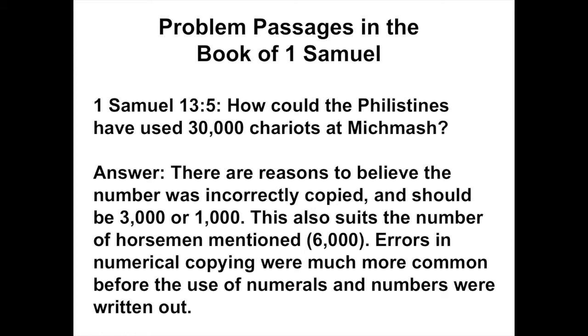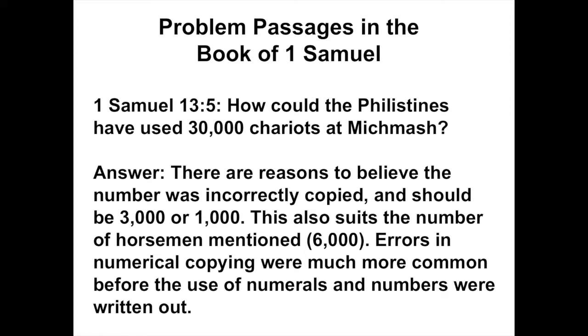People say, well, listen, it's impossible that the Philistines could have had 30,000 chariots. And you know what? I don't know if I'd say it's impossible. I'll certainly say it's unlikely. And again, the answer to the question is simply this. There are reasons to believe that the number was incorrectly copied and should be 3,000 or possibly 1,000. This also suits the number of horsemen mentioned.